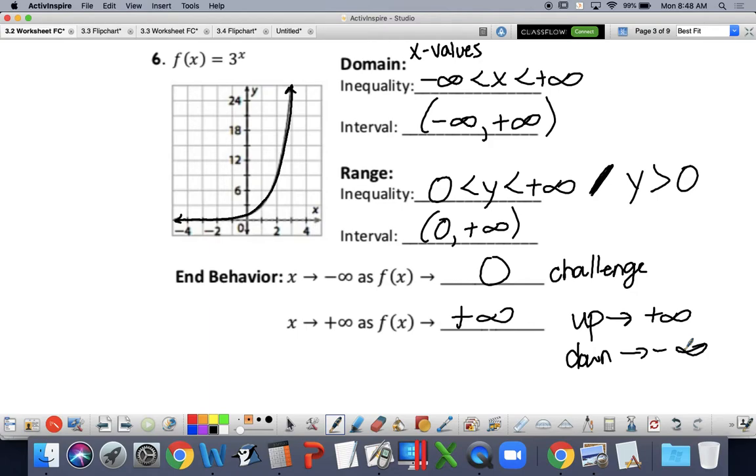And you can test it. Remember, this is a function. Everybody pick up your calculator and do 3 caret negative 200. Put in a big negative number and see what you get out. The exponent is your x value. How do you do that? The caret is right above the division symbol.